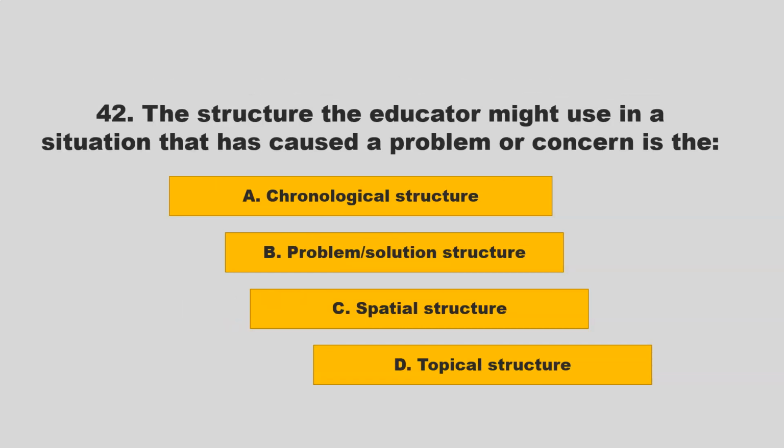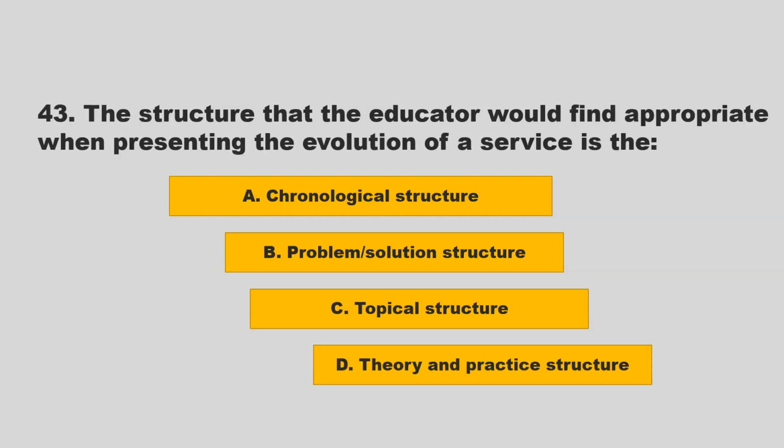The structure the educator might use in a situation that has caused a problem or concern is it chronological structure, problem solution structure, spatial structure, topical structure. If you chose B, problem solution structure, you are correct. The structure that the educator would find appropriate when presenting the evolution of a service is it chronological structure, problem solution structure, topical structure, theory and practice structure.